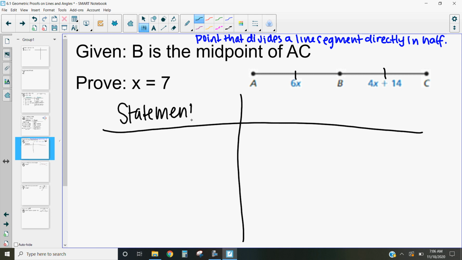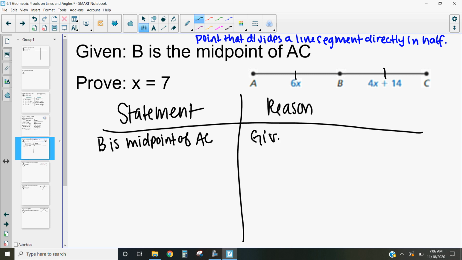So my statement and my reason. Okay, so what is given to me? B is the midpoint of AC. If you're ever stuck as to where to start, always copy down our given statements. That's a great thing to have included in our proof. Okay, so B is the midpoint of AC. That means that AB is equal to BC.